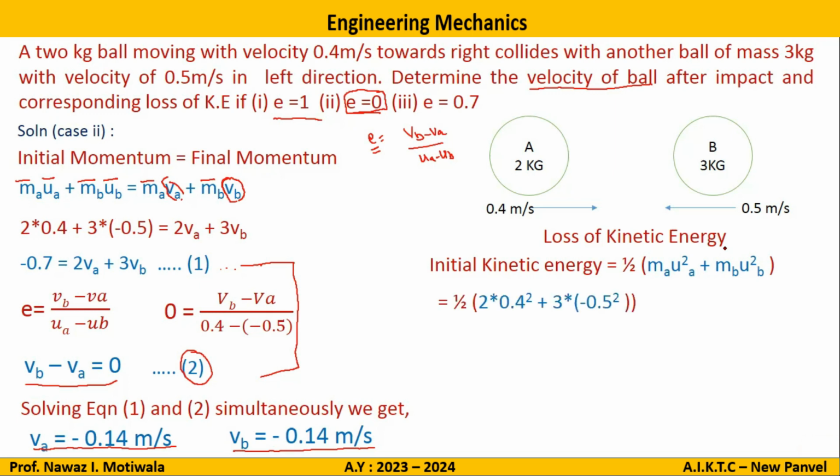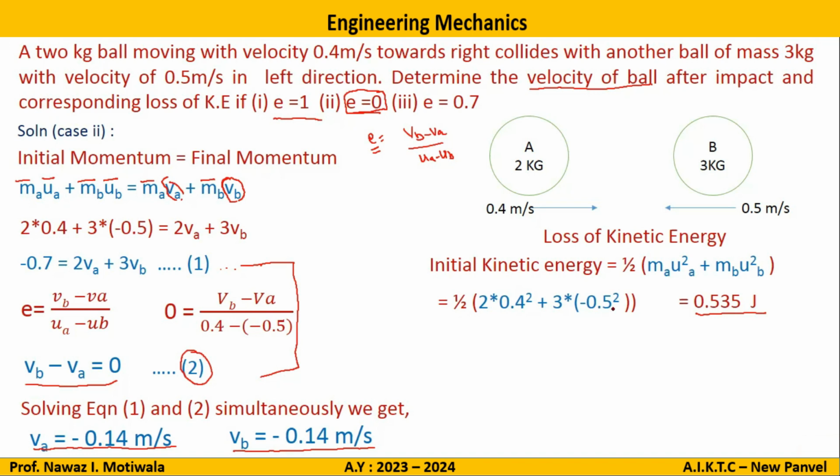On substituting the values, I will get the answer for initial kinetic energy as 0.535 joules. What I have done, I have just done the substitution of mass and velocity, which were already known to us in the question. Now, next step will be to find out final kinetic energy.